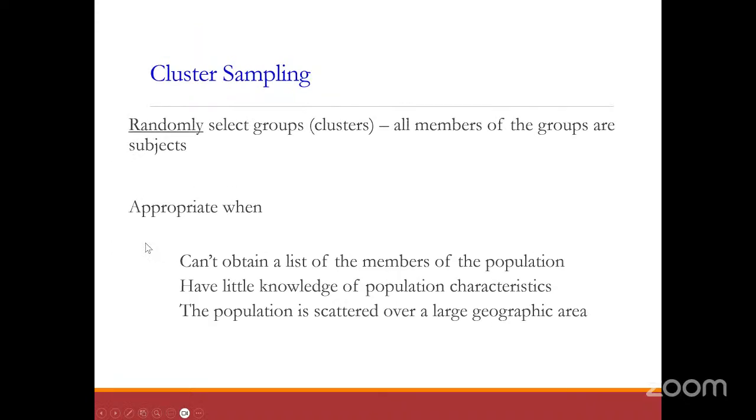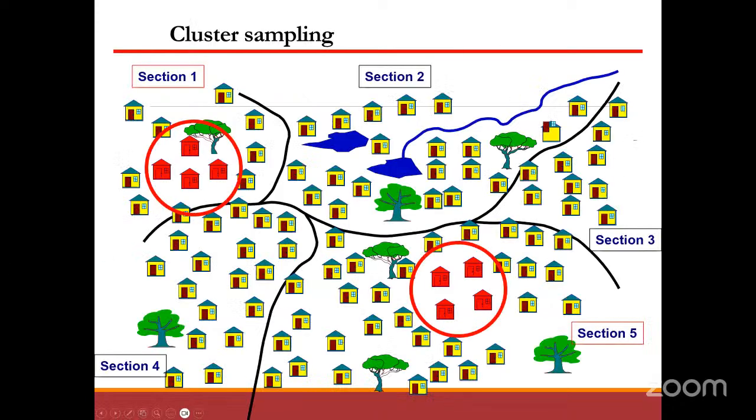That is cluster sampling. This is the last type of sampling. Next slide. Yeah, see this picture. So this is cluster sampling. Suppose that is a village or town area.